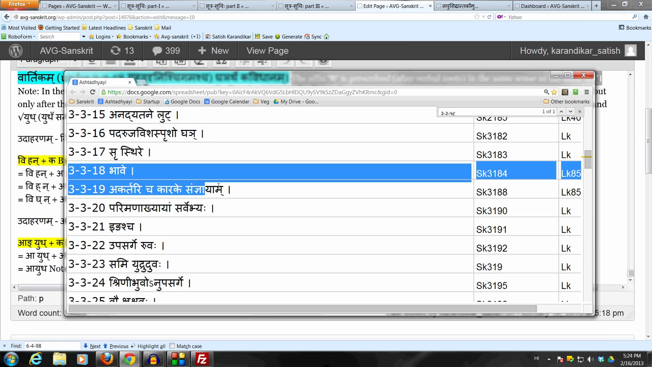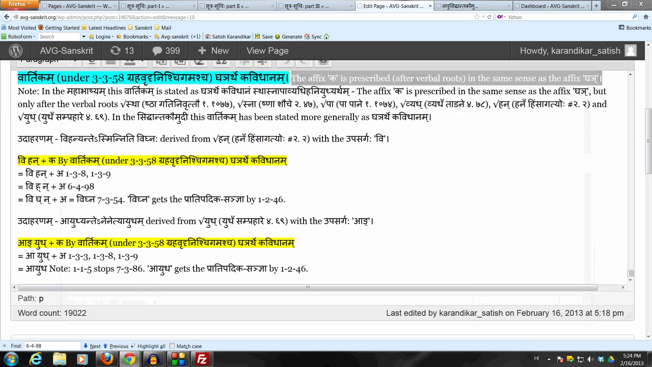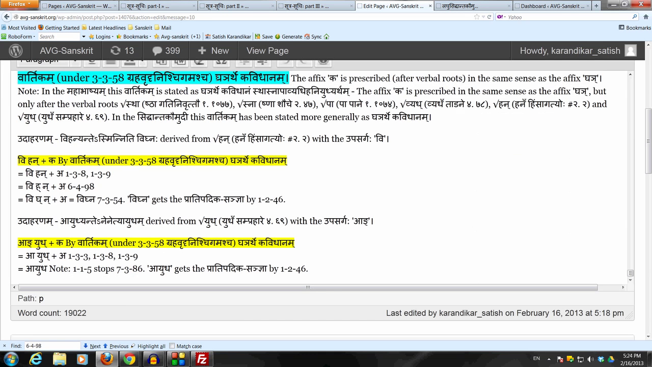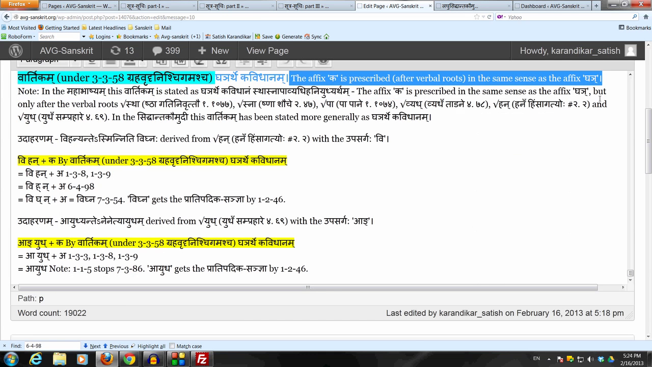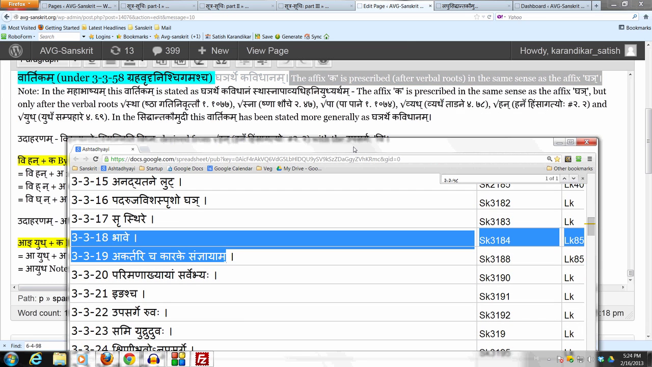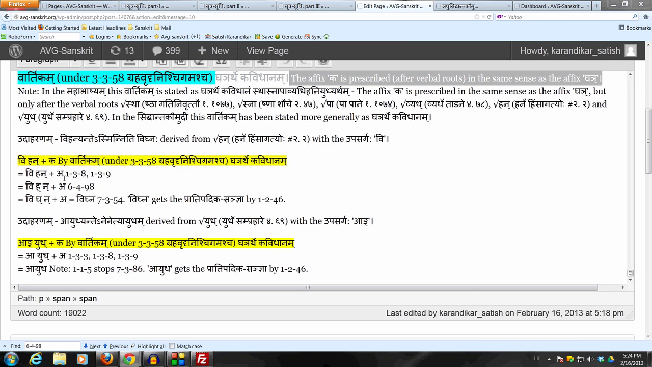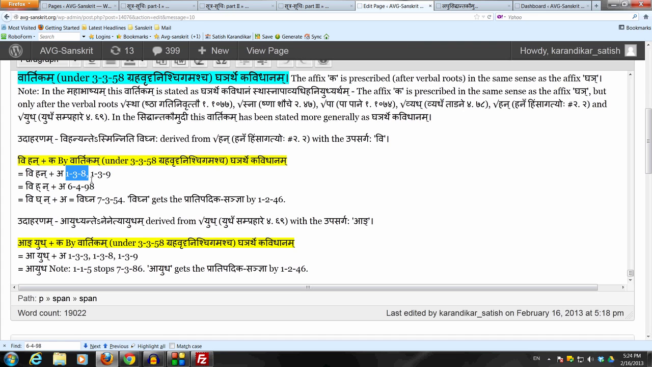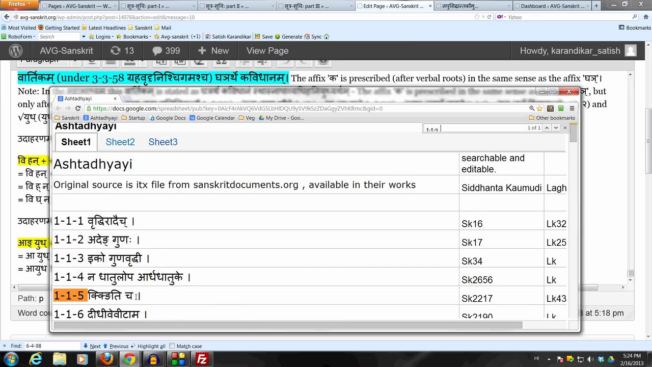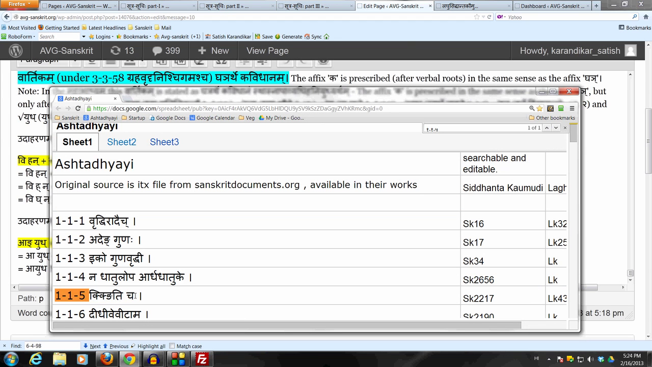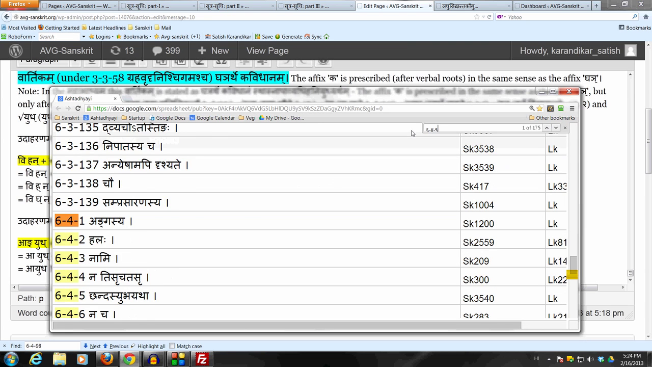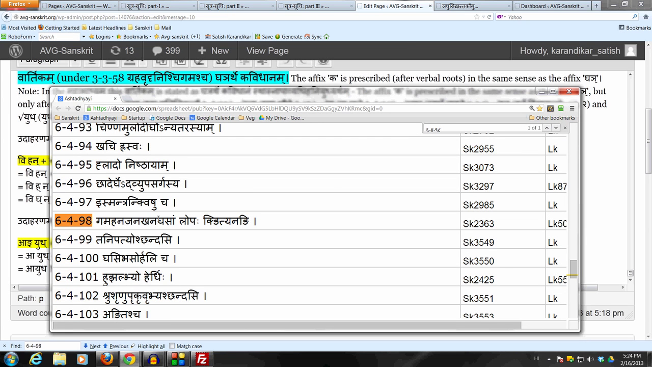Now this Vartikam is saying that the affix Ka is prescribed in the same sense, which means that in the sense of Bhave and Akartricha Karake Sanyayam. In this affix Ka, of course, the beginning Kakaraha is an it by Lashakvatadite, and the purpose of this Kakaraha is to stop the Gunadeshaha as per 115 Kiniticha. It also allows us to use rules such as 6498 Gama Hana Jana Khana Ghasam Lopa Kinityanangi. In fact, we will see an example of this very shortly when we derive the form Vignaha.